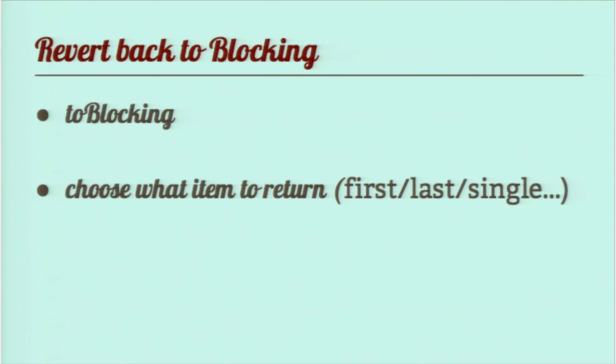And there is an easy way to do that in RxJava, of course. It's just to chain the toBlocking method at the end of your stream. So when you receive the observable from your service, you call toBlocking on it. And then you decide, if the stream can return multiple items, which one you are interested in. So you call first or last or single if you only expect one item ever.